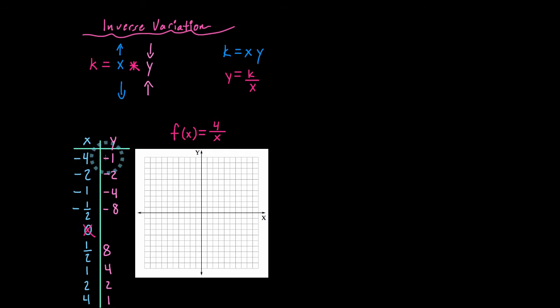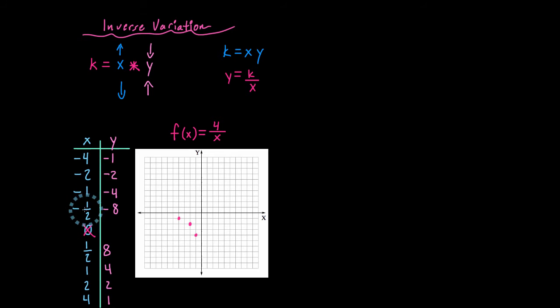The first point I'm going to plot is (-4, -1), and I'm not going to number this coordinate plane. I'm just going to assume each tick mark represents one unit. So when x is -4, y is -1. When x is -2, y is -2. And in fact, I'm going to fix that. There we go. And then when x is -1, y is -4.